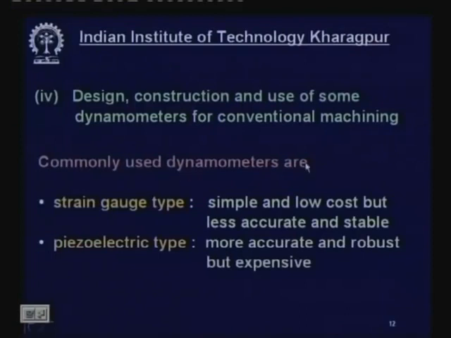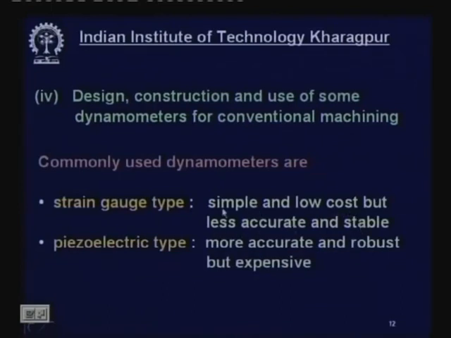The dynamometers can be of various types, as I told you, but the commonly used ones are, one, the strain gauge based, that is, using strain gauges and connecting them. This strain gauge type dynamometer is simple in construction, design and manufacture, and low cost, but less accurate and stable.